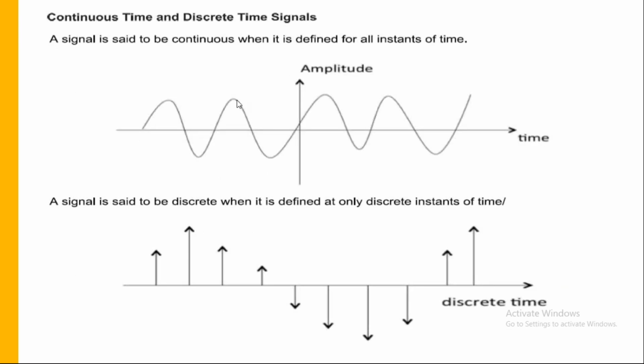Now observe this. The name itself is telling: continuous time and discrete time signals. When I say continuous time, the signal should vary with respect to time in a continuous manner. Such signals we can call continuous time signals.